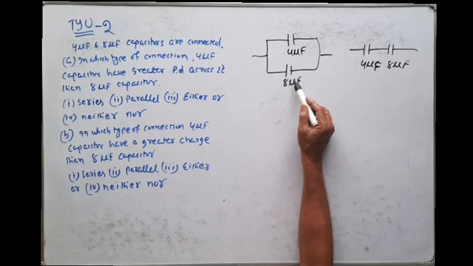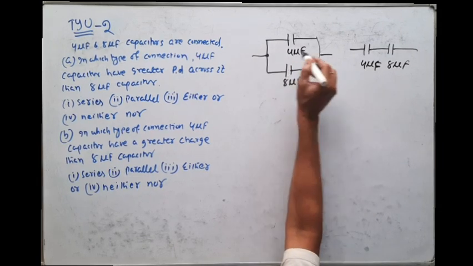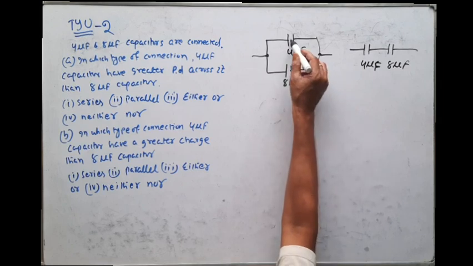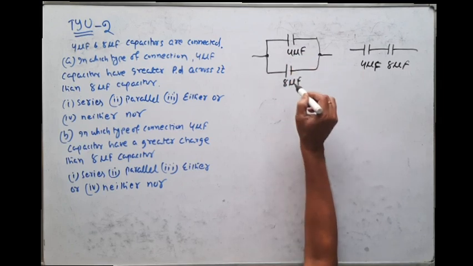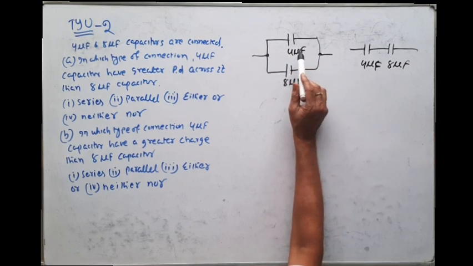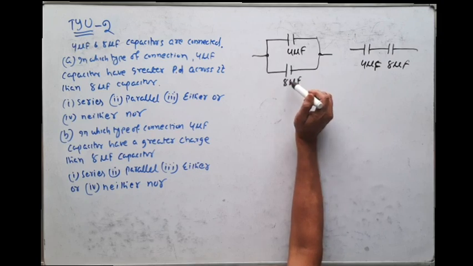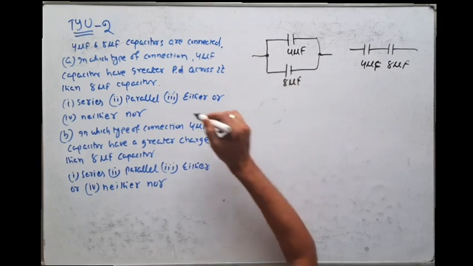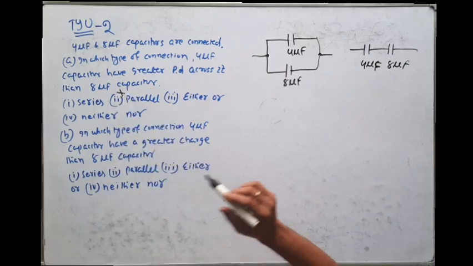Okay, but the question is, in which type of connection does the 4 microfarad capacitor have greater potential difference than that of 8 microfarad. You see, in parallel connection, potential difference across both are same. So we cannot say potential difference across 4 is more than potential difference across 8. So parallel is not possible. So the second option is incorrect.